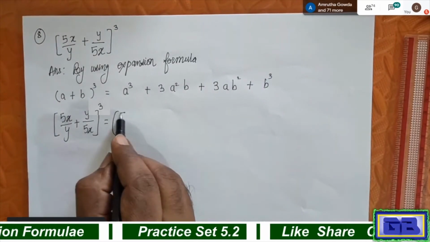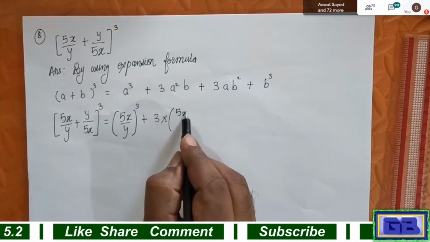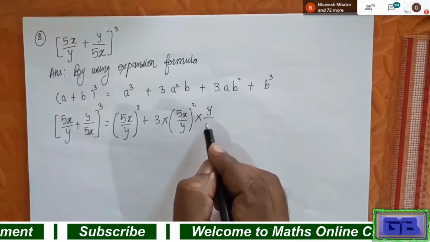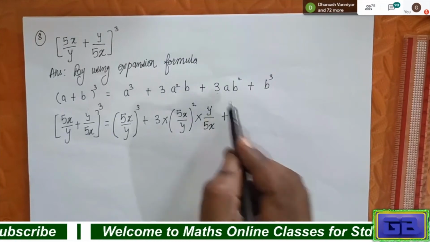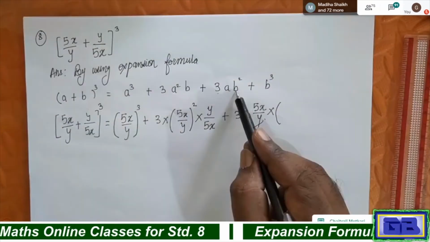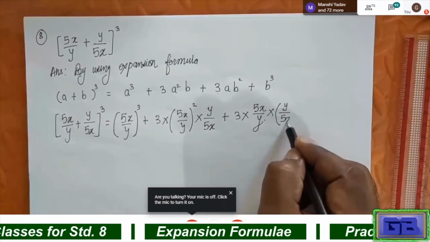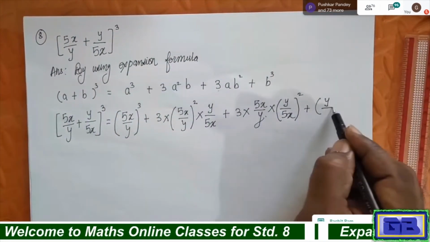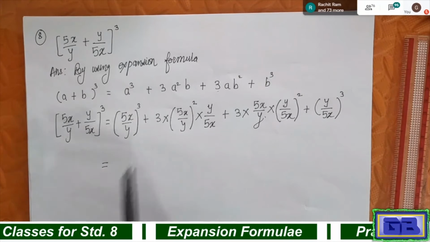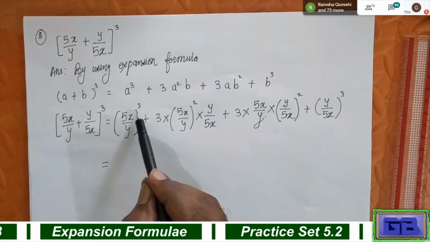Equals (5x upon y) whole cube plus 3 into (5x upon y) bracket square into b, which is y upon 5x, plus 3 into a, which is 5x upon y, into, so we are taking here b square, it means (y upon 5x) bracket square, plus (y upon 5x) whole cube. Now solve. Now I am asking you a question directly. I want the full solution of this bracket, (5x upon y) cube. What is the answer?